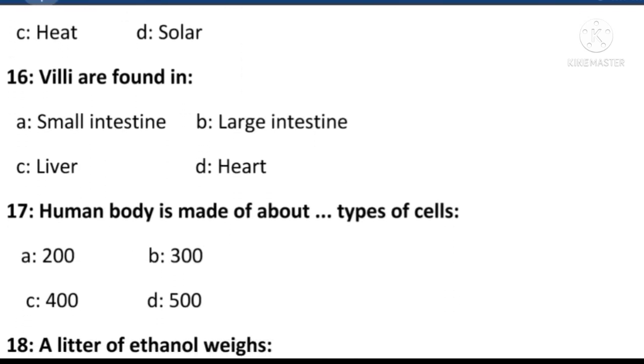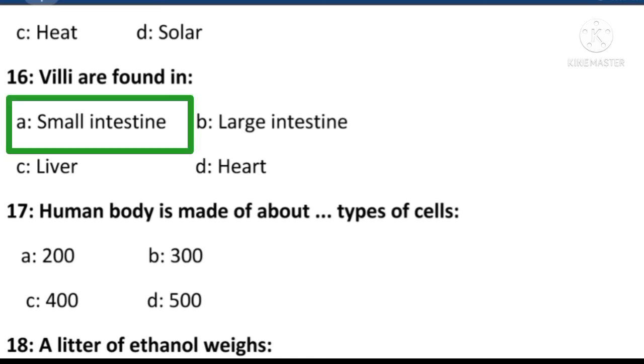And next question. Villi are found in small intestine, large intestine, liver or halt. And answer is A, small intestine. Villi are found in small intestine. A is correct option.